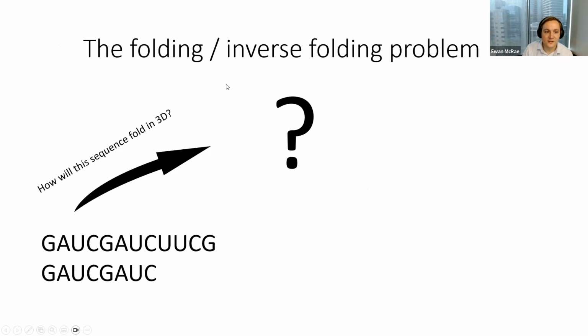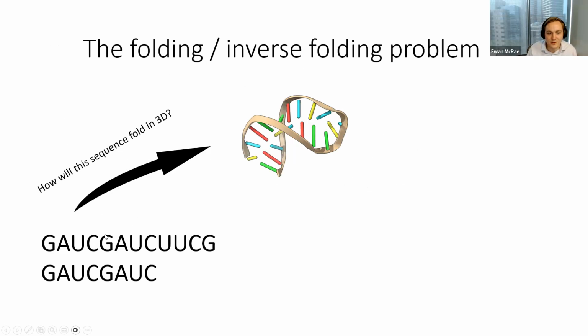But just to start, I'll discuss a bit the relationship between this folding problem that's the focus of the CASP experiments and this inverse folding problem, which is the focus of structural design. So with the folding problem, you're given this sequence and you ask the question, how will this sequence fold in 3D? And I think most of the CASP predictors would do a fairly good job at predicting this sequence to fold into this one 3D shape like a hairpin.